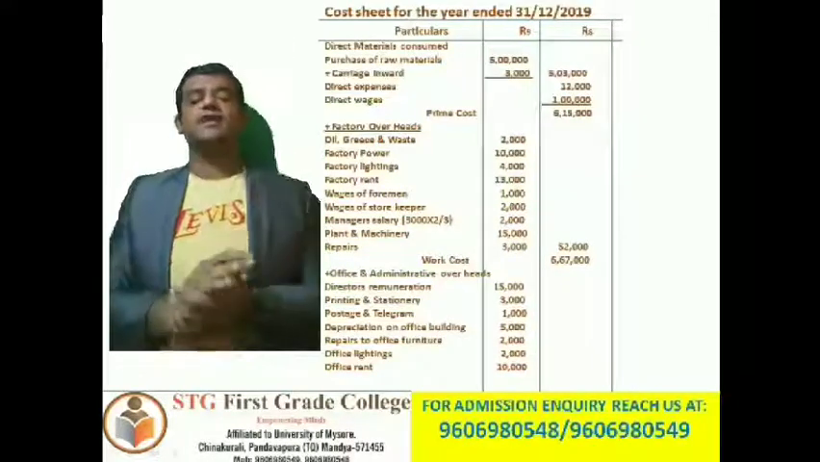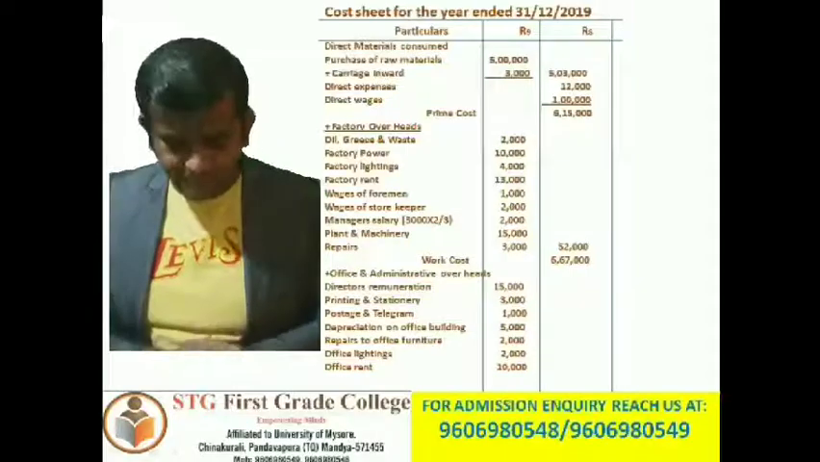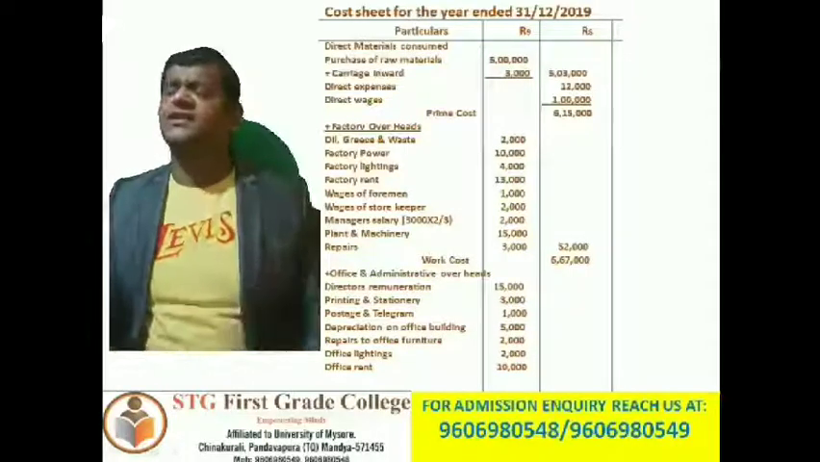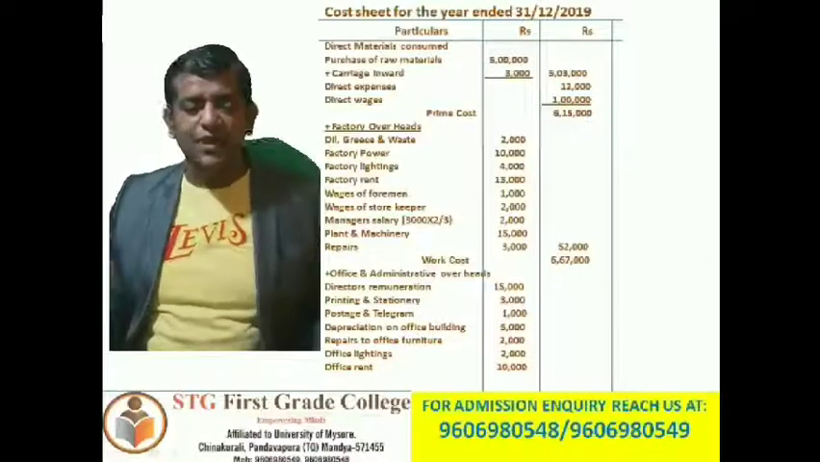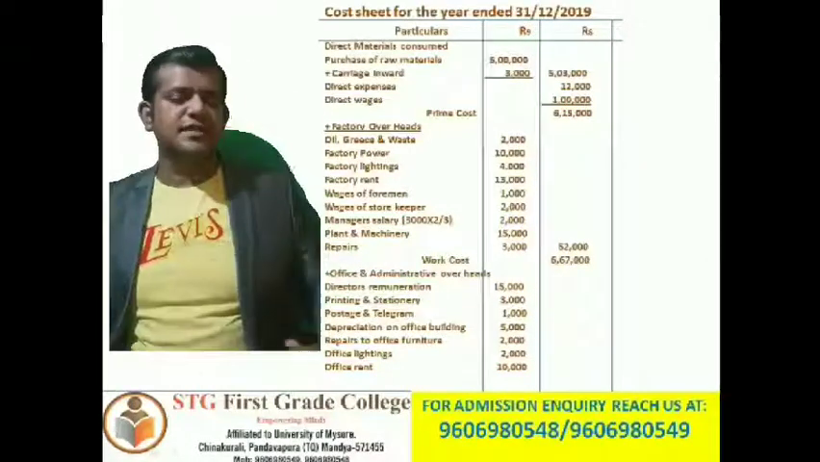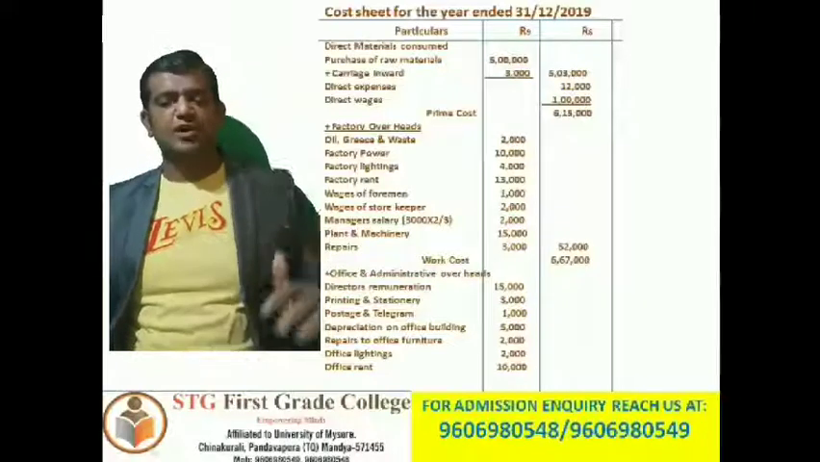Add office and administrative overheads. What are all the expenditures related to office and administration? So we are going to add. Take down directors remuneration 15,000 in the inner column.